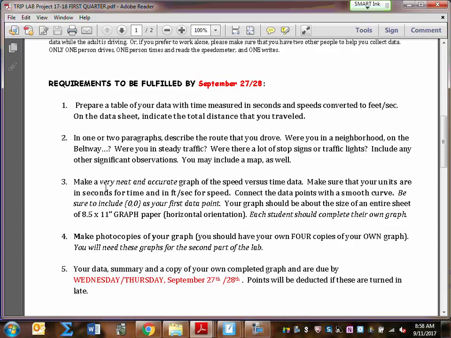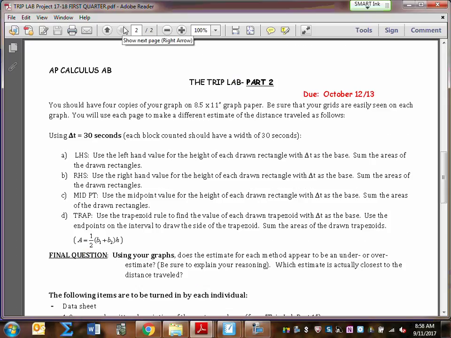So the second part, on your 4 separate graphs, on one graph you'll be doing the left-hand sum, on the next one right-hand sum, midpoint, and trapezoid. Now we'll briefly go over how to do this, probably next class, just so you can get an idea.